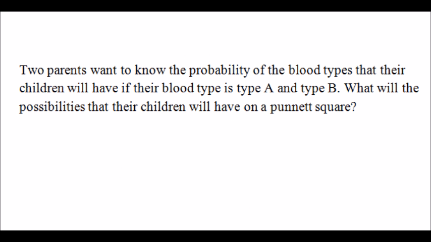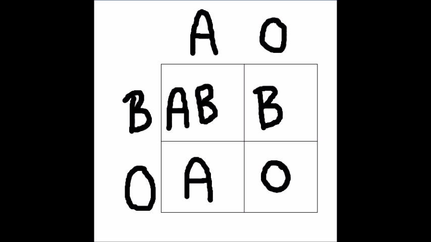Let's do an example of blood types, but the same deal applies. Two parents are wanting to know the probability of the blood types that their children would have if their blood type has blood type A and B. What will be the possibility that their children would have? I will give you a few seconds to figure it out. Well, the answer is 25% AB, 25% A, 25% B, and 25% O blood types shown here.